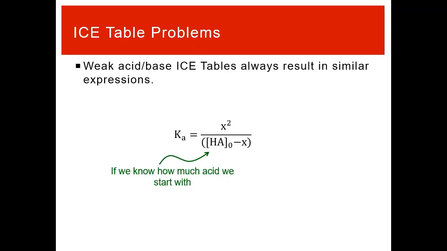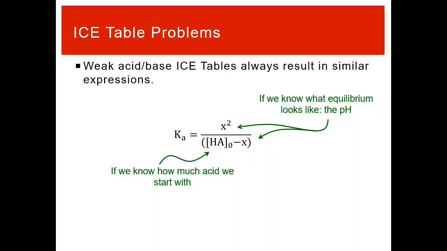We could also know how much acid we start with. We can determine what equilibrium looks like, namely by measuring the pH experimentally. We can use that to figure out what the acid is. Ka is a property of an acid, and so if we can calculate that this acid has a Ka equal to something, we can look that up in a table and figure out what the acid is. So you can figure out the type of acid, the name of an acid, by knowing about the properties of the solution that it creates.